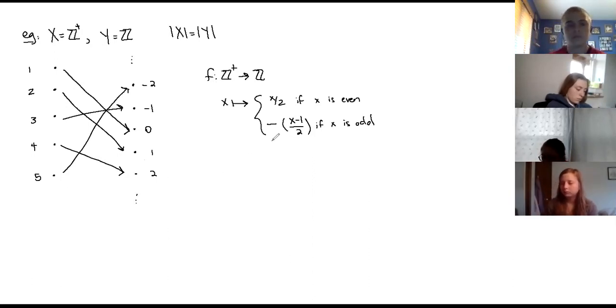And again, we're working with integers, so we've got to be really careful with division, but we're okay in this case. X is even means that I can divide by 2. No problems there, right? X is odd means that x minus 1 is even, and then I can also divide by 2, and I'm good to go there. So let's check our odd numbers. 1 should go to negative 1 minus 1 over 2, that's 0. 1 goes to 0, that's good. 3 should go to negative 3 minus 1 over 2, that's negative 1, that's good. 5 should go to negative 5 minus 1 over 2, that's negative 2, that's good, that works.